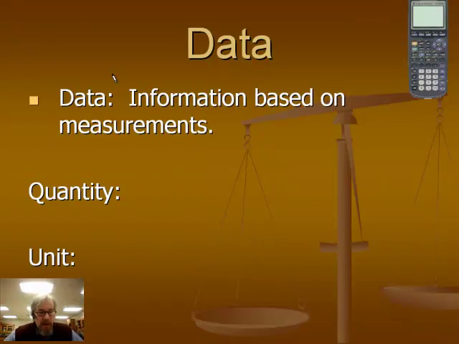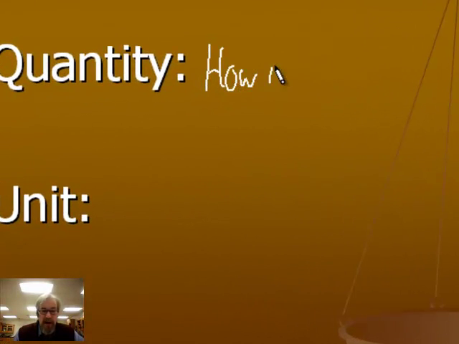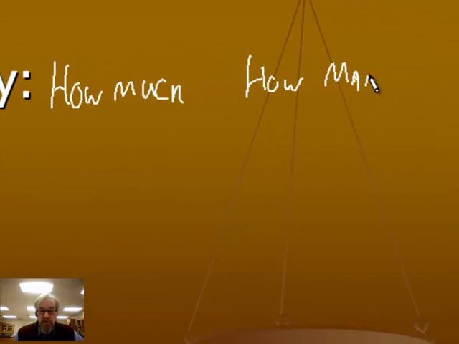And then we're going to look at ratios. Some of this makes real good common sense when you think about what we know about how compounds are put together. Data is information that's based on measurements. Data is made up of two parts, not just numbers, although that's part of it. Quantity. Quantity answers two questions. One of the questions is how much or how many. Those are the questions that are answered by the quantity.